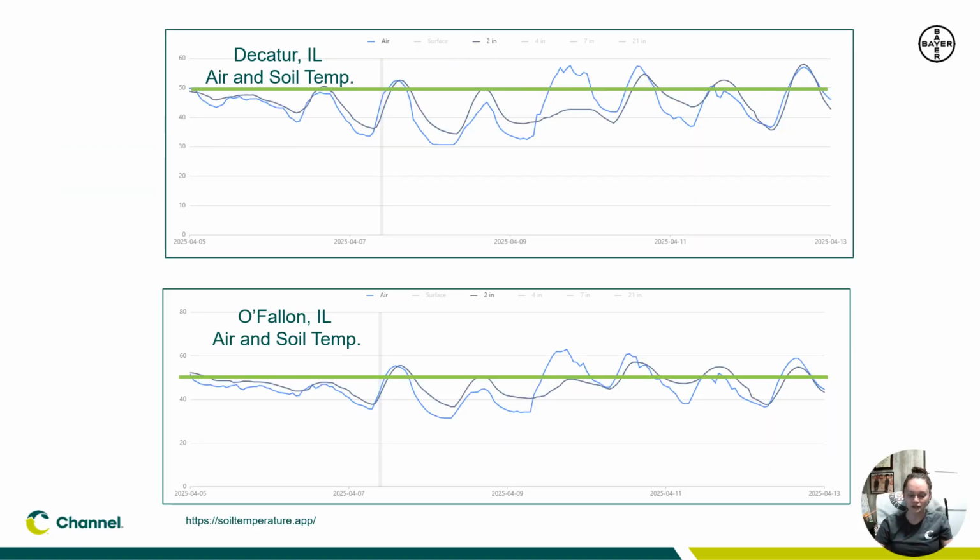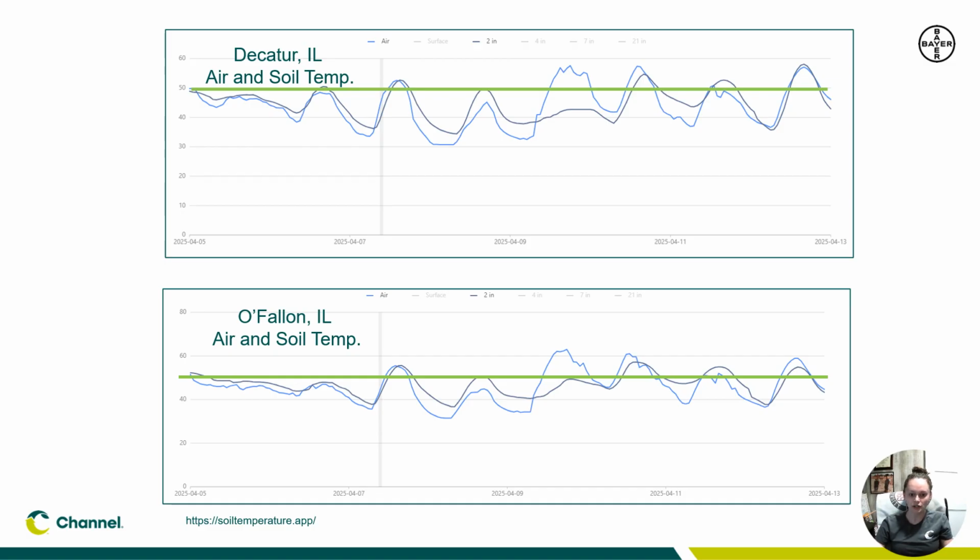The following graphs, I have about 3 slides from different areas in the state, but this data is from soiltemp.app, which is a great resource if you want to look at air temperature and compare your soil temperatures in your area. The green line on these graphs is 50 degrees. The light blue line is showing the air temperature, and the dark line is soil temperature at 2 inches. The graphs are going to start north, and then as we continue, go south, and I have everything labeled.